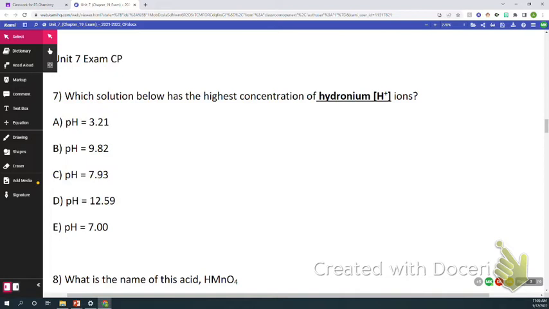So which pH? Remember, anything under 7 pH is what? An acid. Above a 7 is what? Alkaline, or another word? Base. Right at 7 is neutral. Very good. So under 7, which one has the highest concentration of hydronium ions? Which one's going to be so H plus concentrated? And H plus is what makes it acidic.